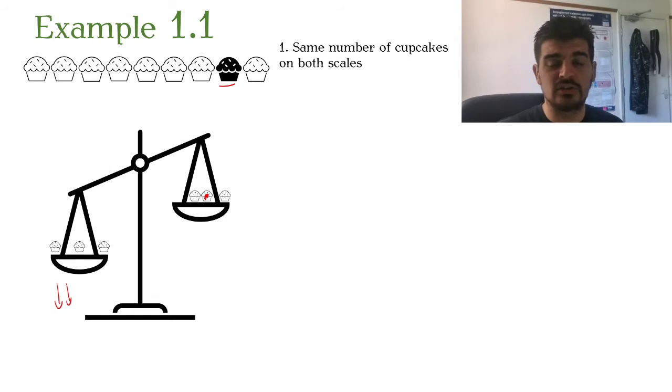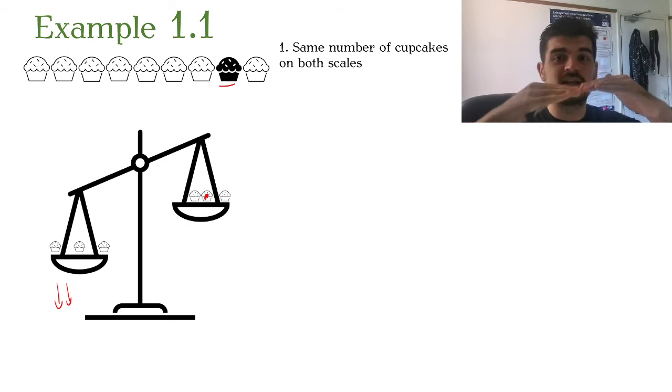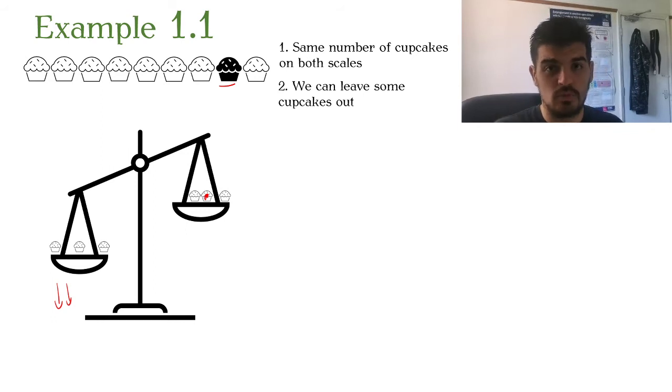And that is actually good, because if you place the same number of cupcakes on both scales and they go into balance, they're exactly balanced, that means that no cupcakes are heavier, they're all the same weight. And that means that the one that has a ring inside has to be one of the cupcakes we did not put on the scales. Okay. The second rule is that we can leave some cupcakes out, and that's fine. That's actually very helpful, right?